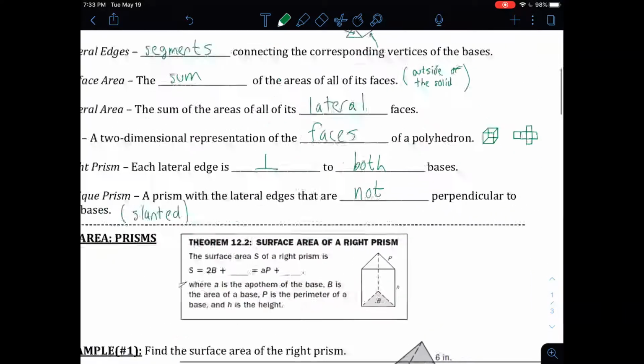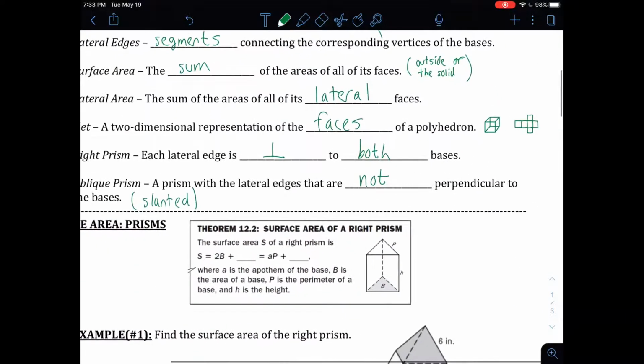Okay, I'm going to draw another shape off to the right over here. I can't really draw an oblique prism too well, so I'm going to draw an oblique cylinder to show you kind of what I'm talking about.